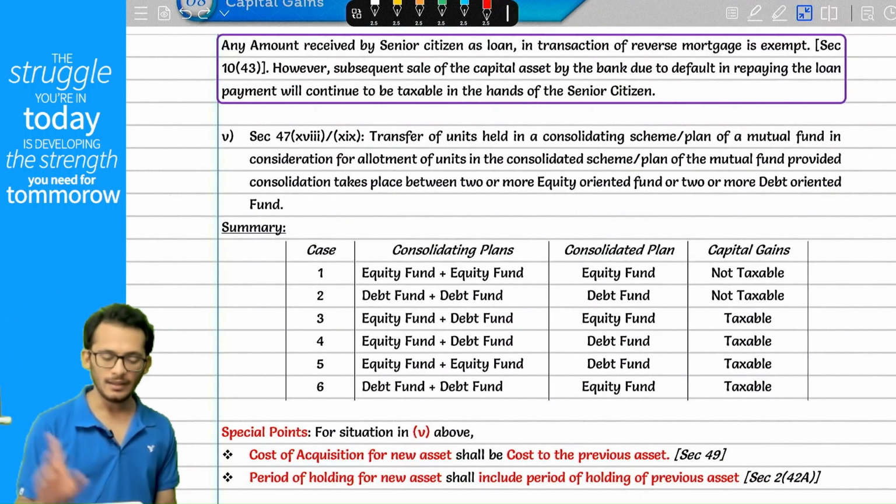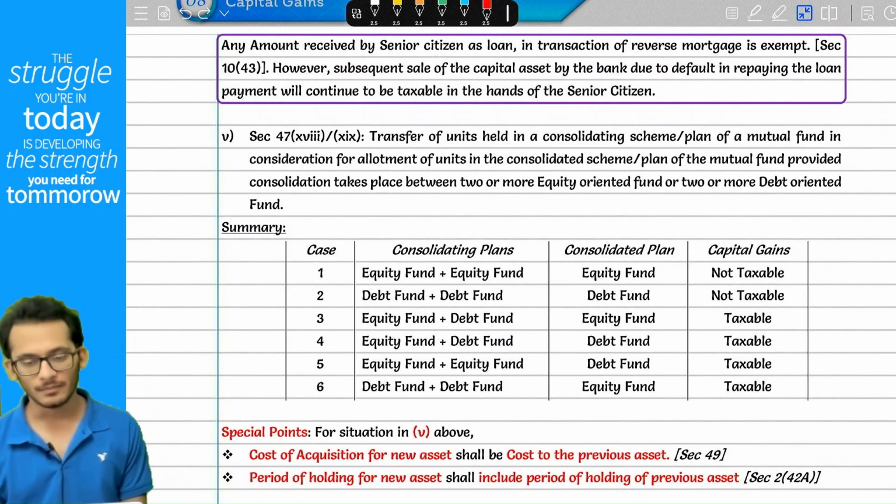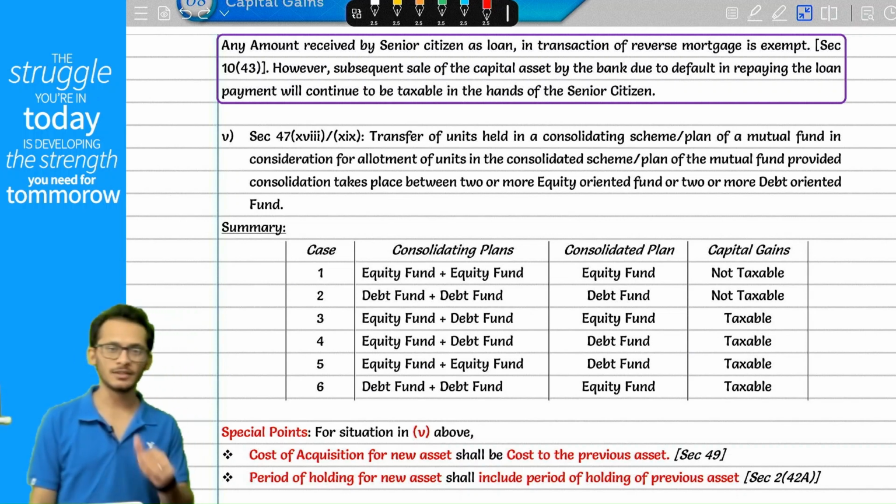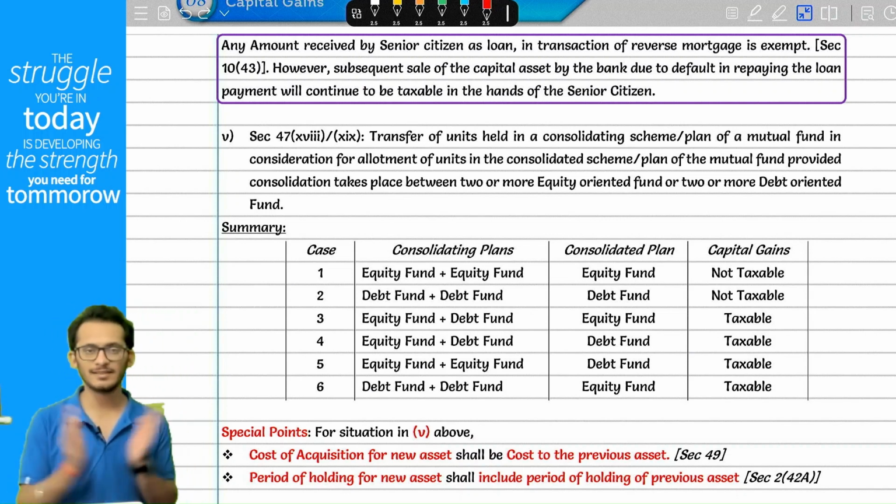Last, we said, if you are going to do any consolidating scheme where you are merging two or more mutual funds together, if the original mutual funds and the revised mutual funds are of the same nature, then no taxability. If they change nature, then it is taxable.